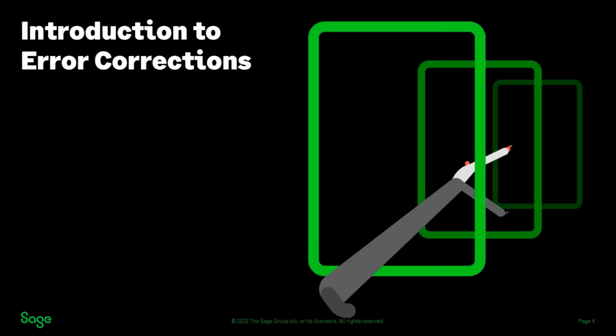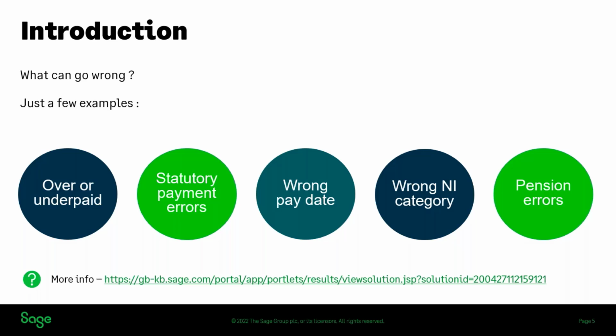So firstly, the introduction to error corrections. So firstly, what can go wrong? So here's just a couple of examples about what can go wrong in regards to your payroll and a reason in order to make that correction. So the first one is either an over or underpayment. So if you've over or underpaid an employee or several employees, you'll need to make this correction.